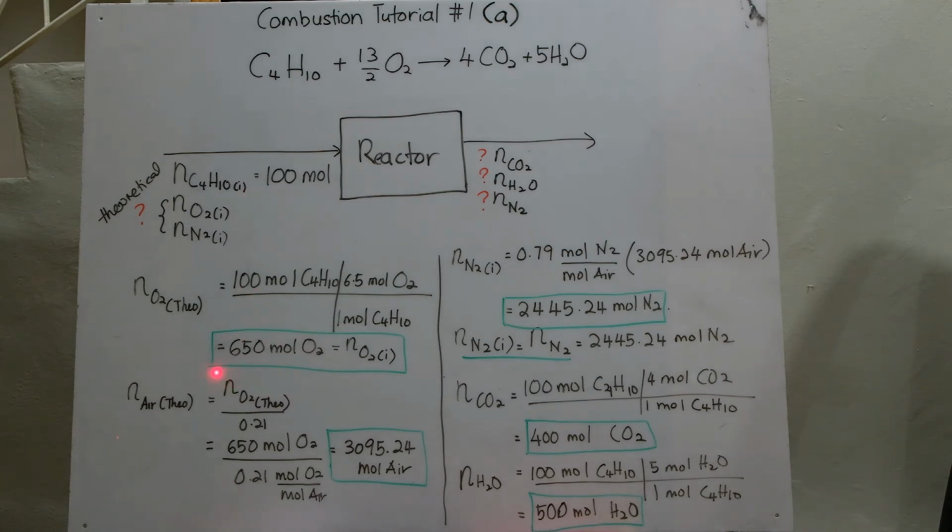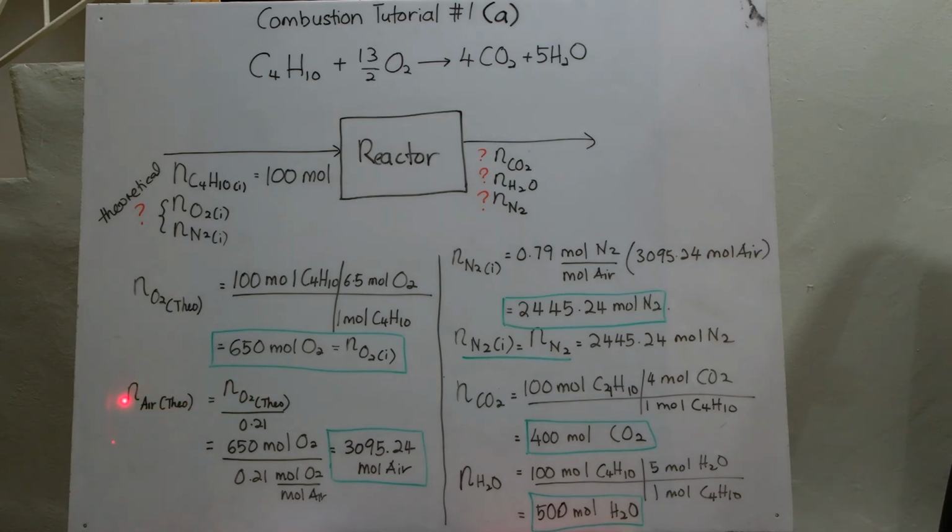Okay, now in order to find N2, we need to find how much theoretical air goes into the process. Since we already have theoretical O2, we can find theoretical air. We use this equation where 0.21 times n air theoretical equals nO2 theoretical. In the previous part, we have looked into that equation. So now we just rearrange the equation.